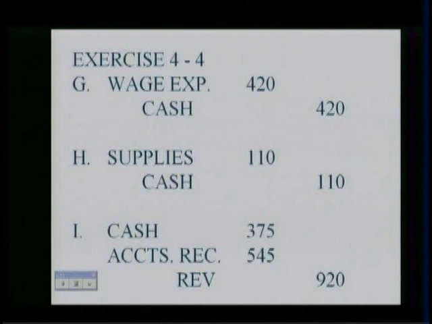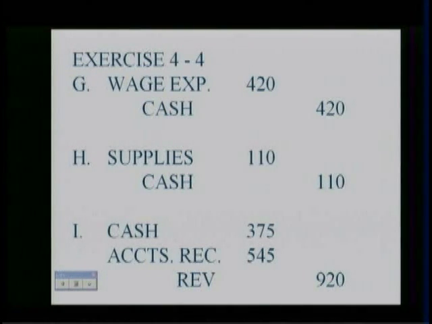In letter G, we paid our employees. Now again, this is an expense. We increase expenses with a debit. Expenses are just like assets, if you can think of them like assets. Expenses are increased with a debit. Now, we paid them. Is that correct? We paid them. So our cash is going to go down. For our cash to go down, that's a credit because it's an asset account. To decrease it, we credit it. So we're going to debit wages expense and credit cash.